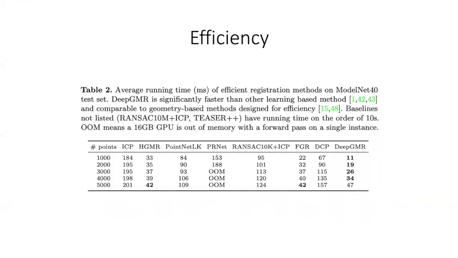In addition to accuracy, DeepGMR also achieves notable efficiency improvements over baseline methods. This makes DeepGMR a suitable candidate for applications that require a point cloud registration algorithm that runs on the order of tens of milliseconds per instance.